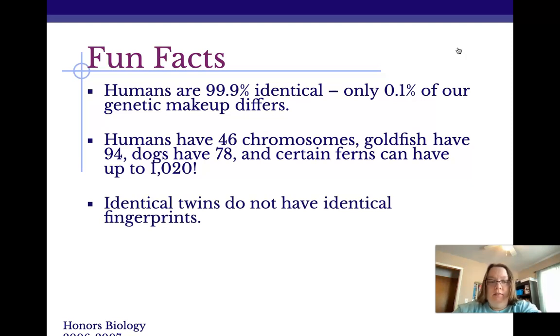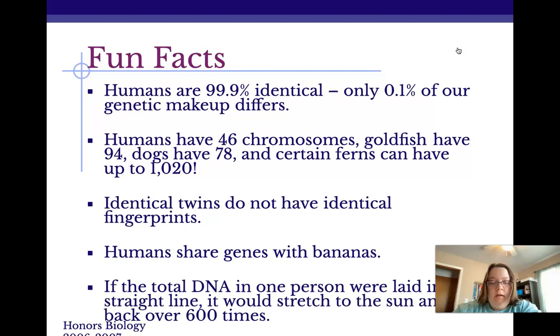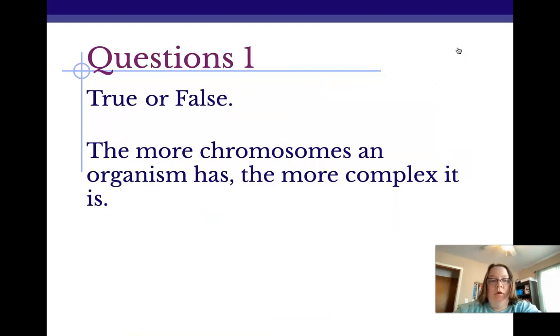Identical twins do not have identical fingerprints. Humans do share some genes with bananas. And if all of the DNA in our whole body were laid out in a straight line, it would stretch to the sun and back over 600 times. You have to think about all the DNA in every cell, and we have millions of cells, which is a lot. So our first question is true or false? The more chromosomes an organism has, the more complex it is. So that's question one.